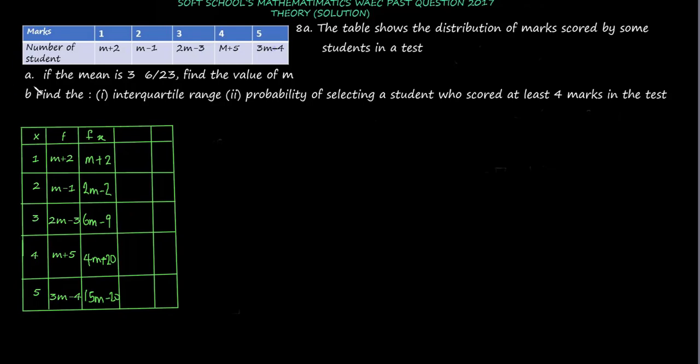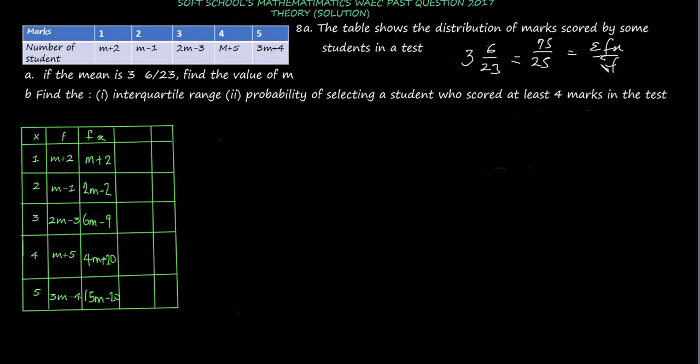And we are told here that our mean is 3 whole number 6 over 23. So let me just write it here. 3 whole number 6 over 23. When you take this to improper fraction, 23 times 3 is 69. 69 plus 6 is 75 over 23. So this is our mean, which is Σfx over Σf.